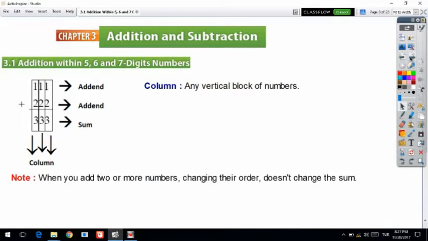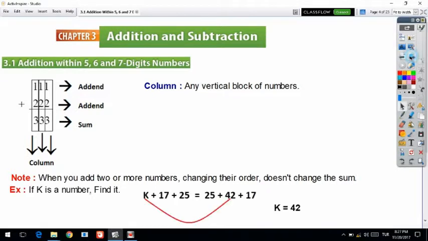Okay, now let's see. We have a note in this chapter: when you add two or more numbers, changing their order doesn't change the sum. What does it mean? First, I want to explain this note. For example, 3 plus 5 is equal to 8. Also, if I add 5 plus 3, it is equal to 8, so it doesn't change the result. Now, let's see an example about that.